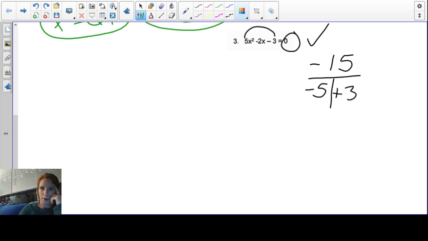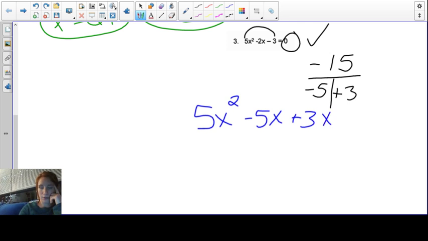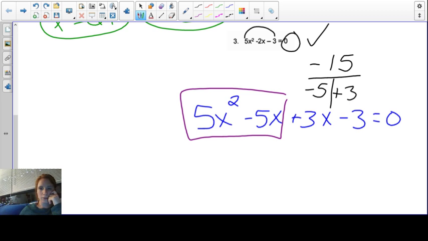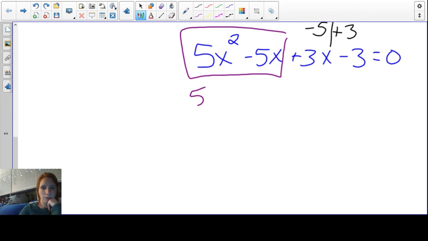So we're going to rewrite my problem. So I have 5x squared minus 5x plus 3x minus 3 equals 0. Take a look at the first two. What divides out? I can divide out 5x. When I divide out 5x, I'm left with x minus 1. So I'm going to leave a little space and write x minus 1.